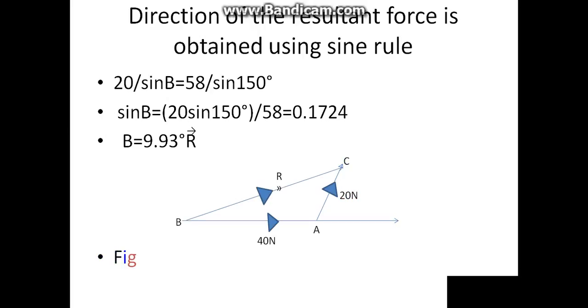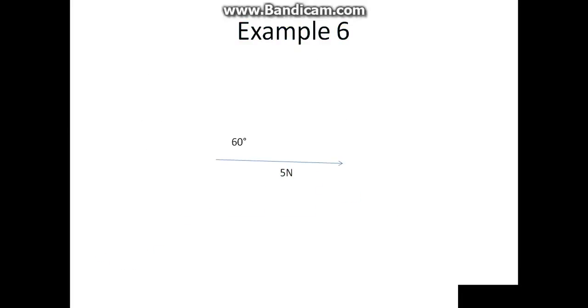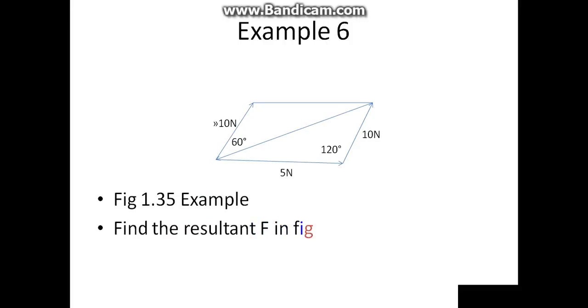Example 6. Figure 135 shows a parallelogram having two sides of 10 Newton, having the diagonal at an angle of 60 degrees and the angle of the side of the parallelogram as 120 degrees. Find the resultant F in figure 135 above.